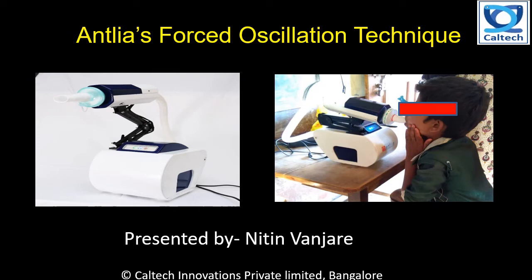In my previous video, I had spoken about impedance, resistance and reactance. In this video, I am going to talk about the technique which can measure these parameters: the forced oscillation technique, also abbreviated as FOT. In this figure, you can see an anti-biased forced oscillation device. As the name suggests, this technique uses oscillations or sound waves to study the lung function.